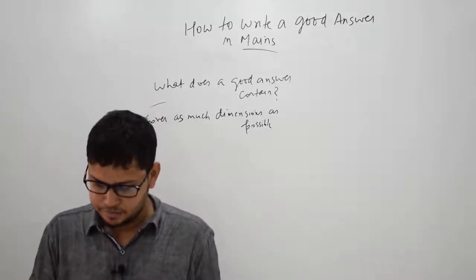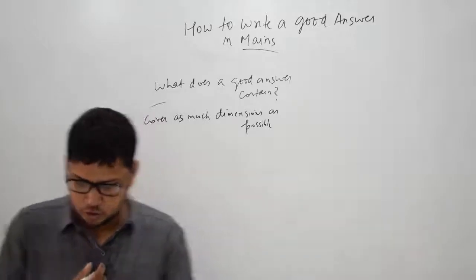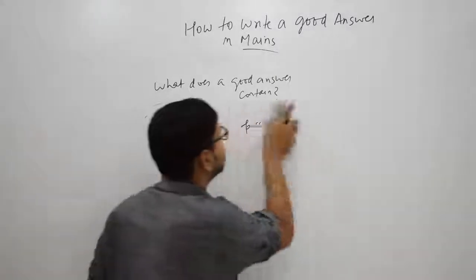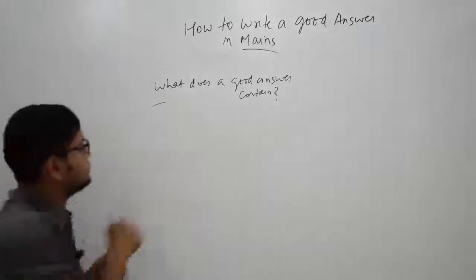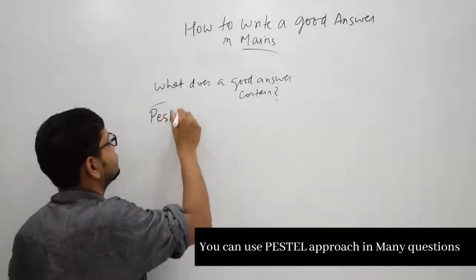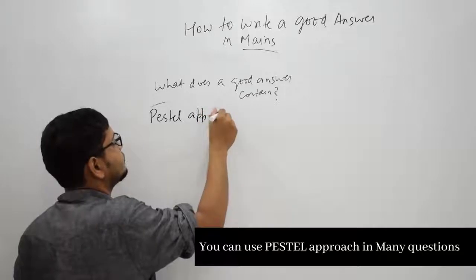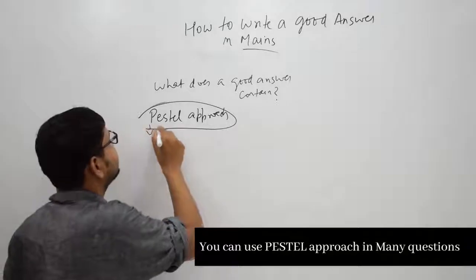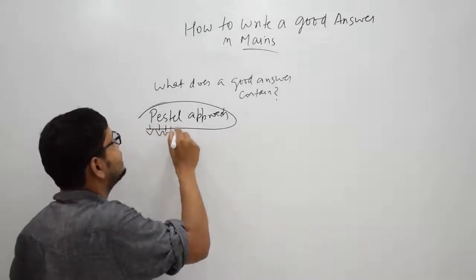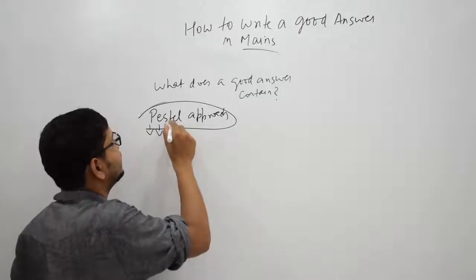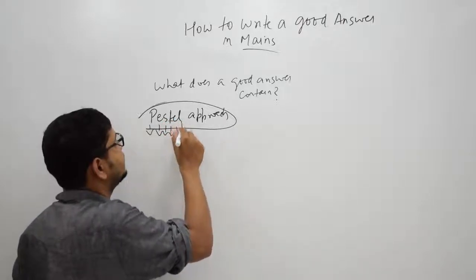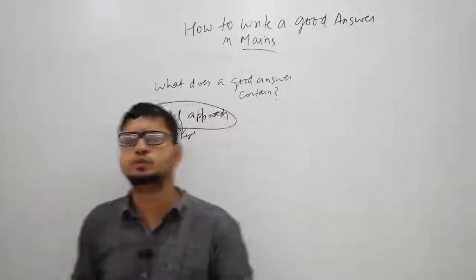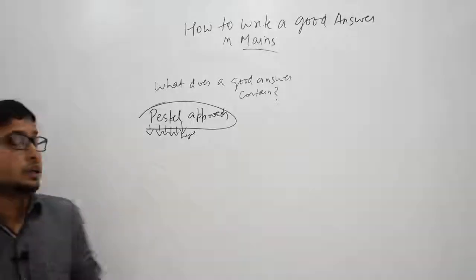And lastly, you should use the PESTEL approach in your answer. Now, what is this PESTEL approach? This means political, economic, social, technological, environmental, and legal. For the UPSC, you can always use more aspects also. These are the main aspects.